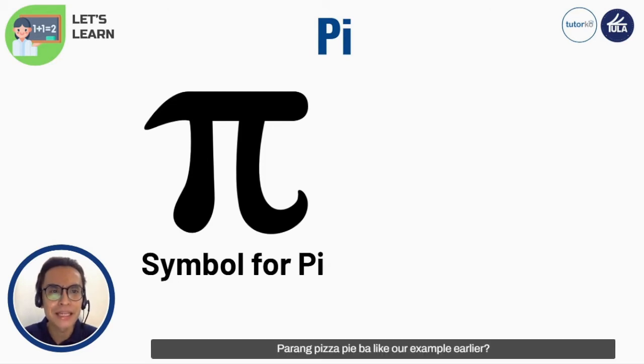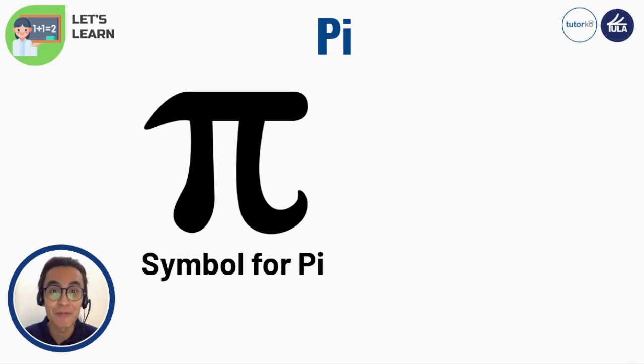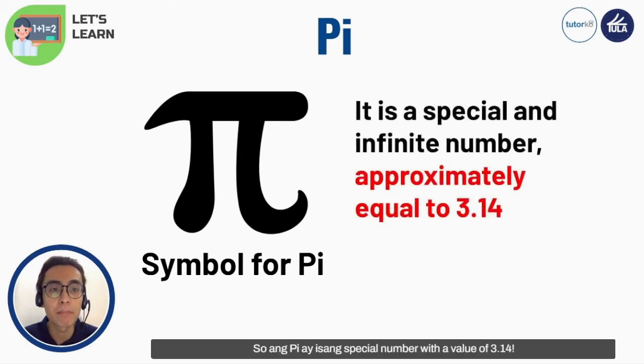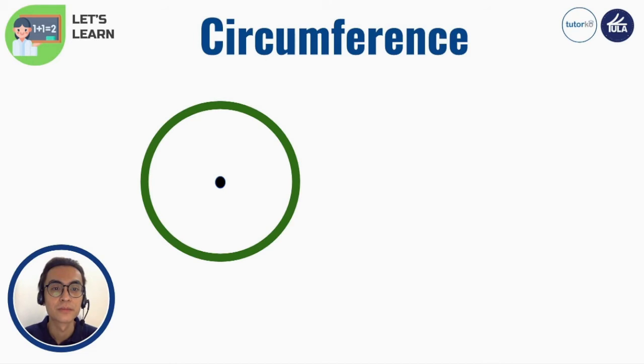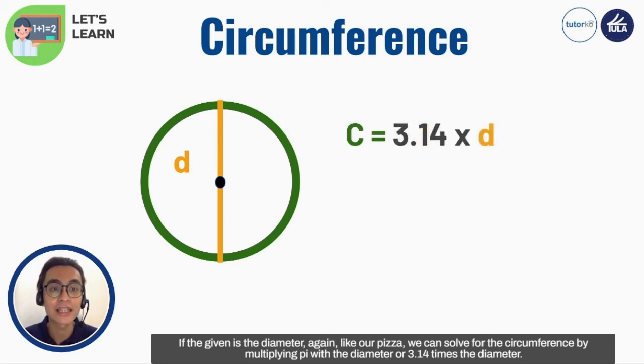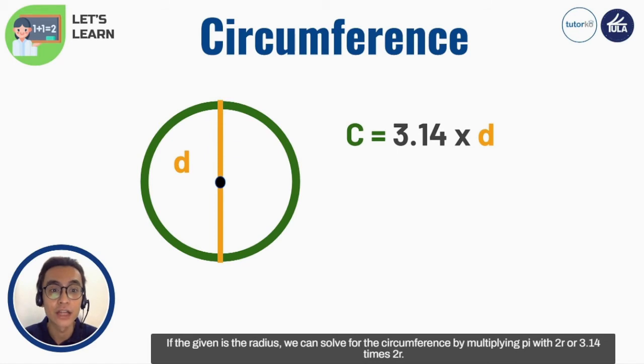What is pi? Parang pizza Bible like our example earlier? Nope, it's not. So ang pi ay isang special number with a value of 3.14. Ito lagi ang value niya and it will never change. So balikan natin yung mga formula kanina. If the given is the diameter, again like our pizza, we can solve for the circumference by multiplying pi with the diameter or 3.14 times the diameter. If the given is the radius, we can solve for the circumference by multiplying pi with 2r or 3.14 times 2r.